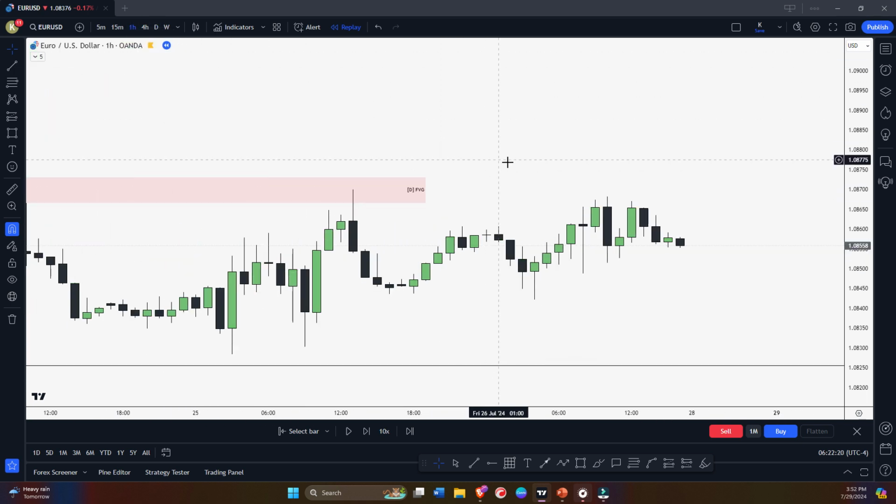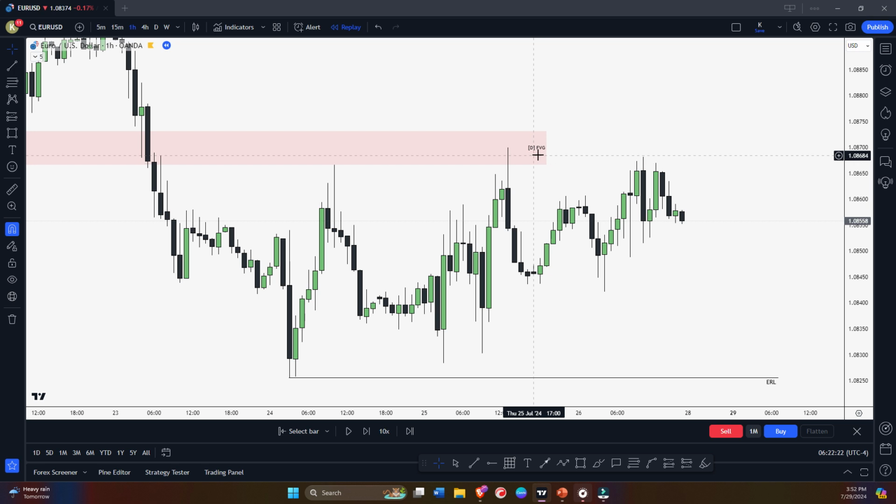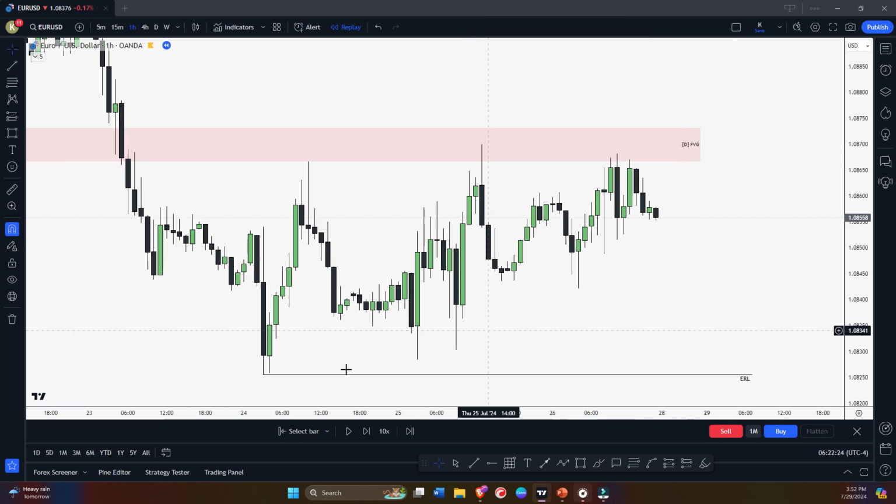Okay, so if you see here, we tapped this daily fair value gap right here, and can you see this trend line liquidity? Okay, here you can see we have this kind of forming trend line liquidity. So that's what you want to see. Basically a failure swing kind of liquidity. The market is creating liquidity, forming some sort of liquidity.